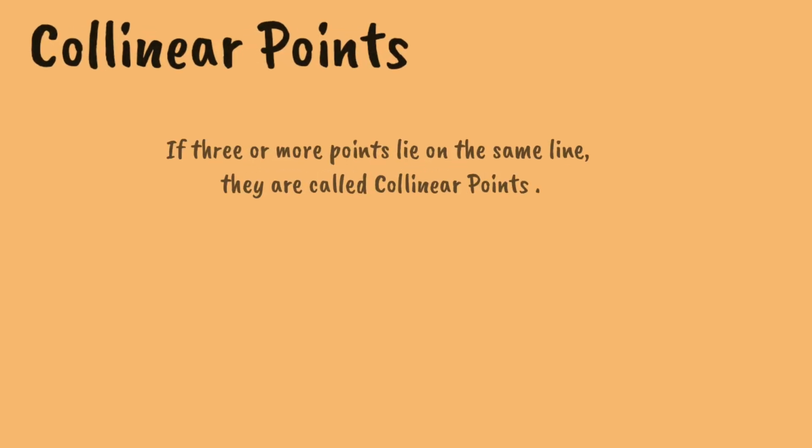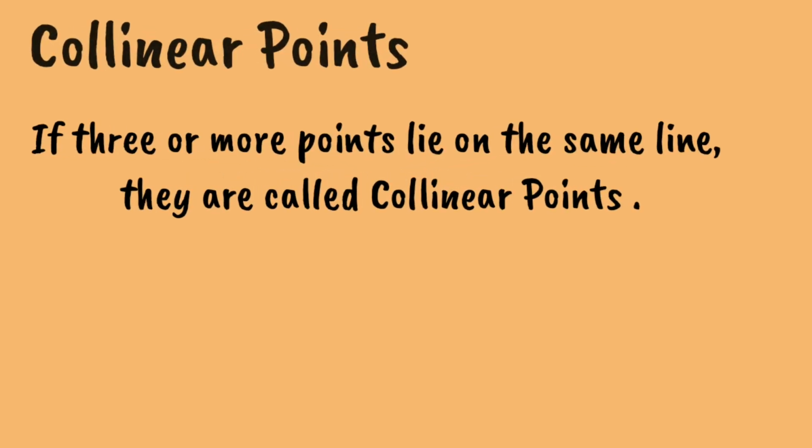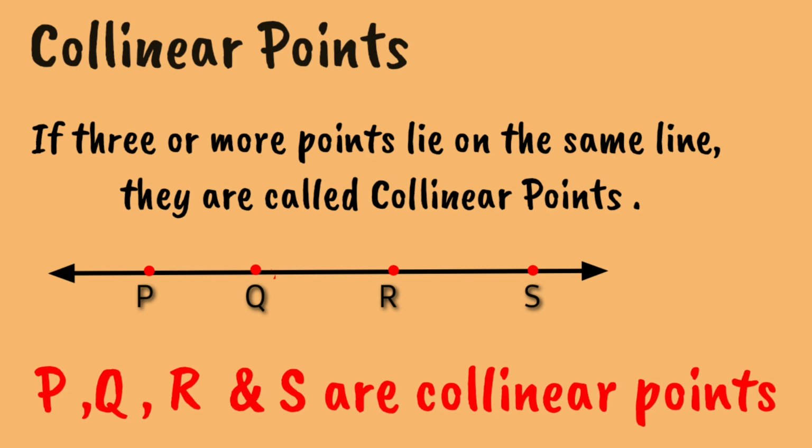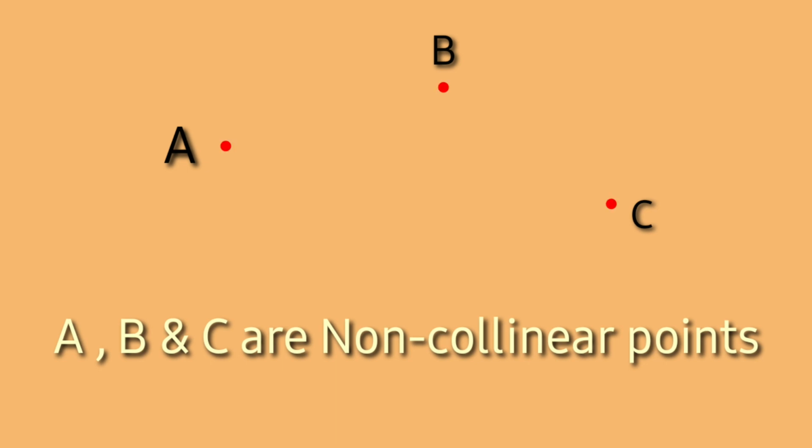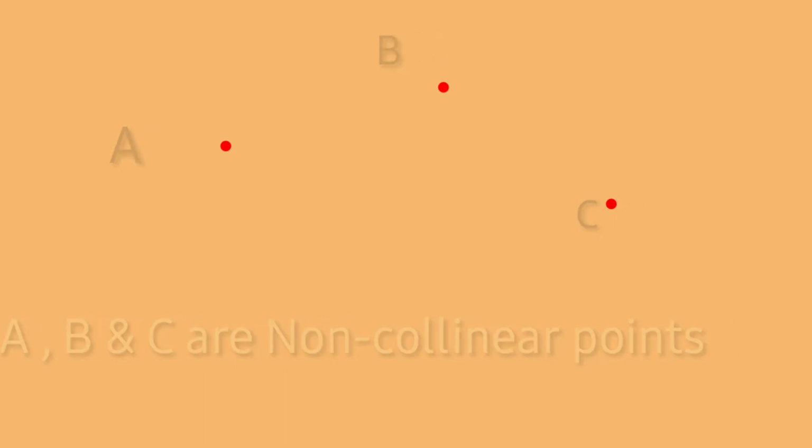Children, you know about collinear points. The points on the same line are called collinear points. Here you can see collinear points and non-collinear points. Here we can't have a straight line through all the points A, B and C.